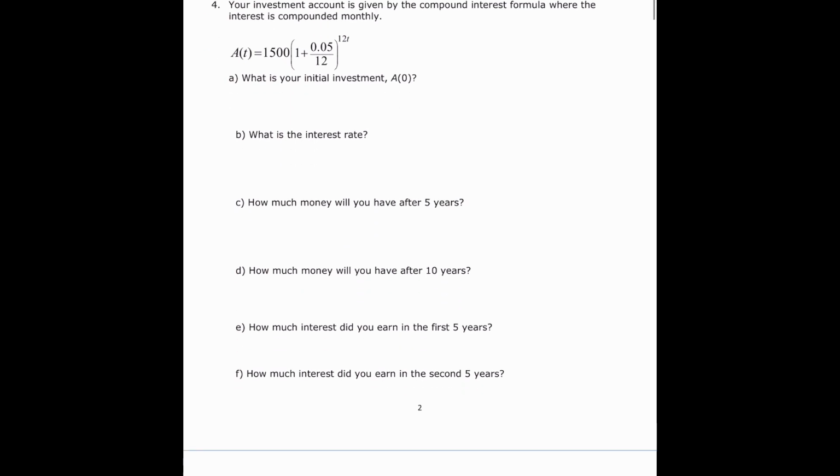Question number 4. Your investment account is given by the compound interest formula, where the interest is compounded monthly. A of t is equal to 1500 times 1 plus 0.05 over 12 raised to the 12t power. What is the initial investment? The initial investment is basically this amount, or when you plug in t equal to 0, which is going to make this equal to 1. So the initial amount is $1,500.